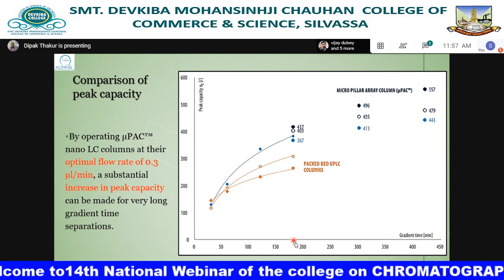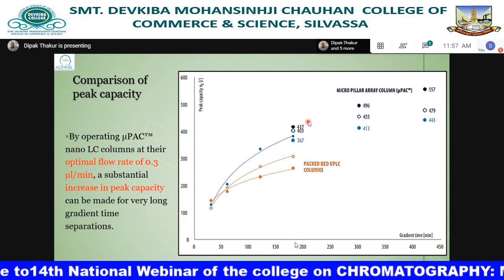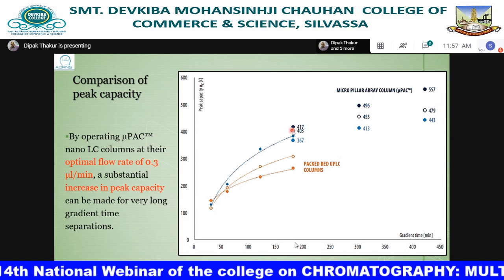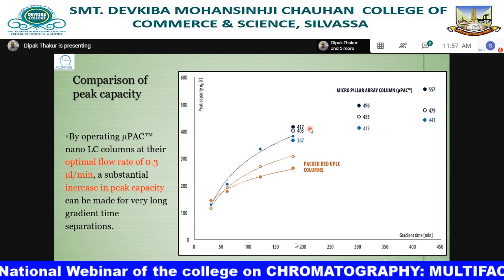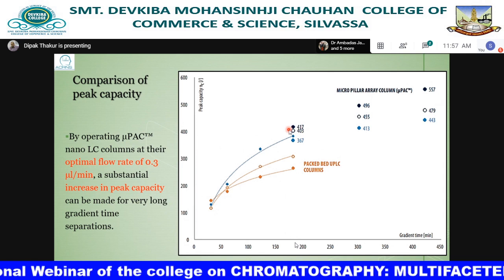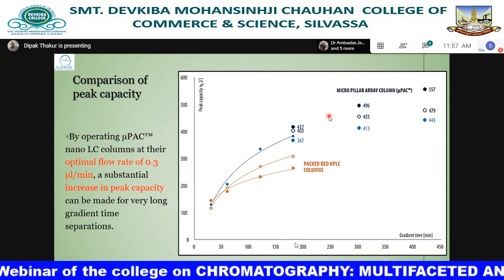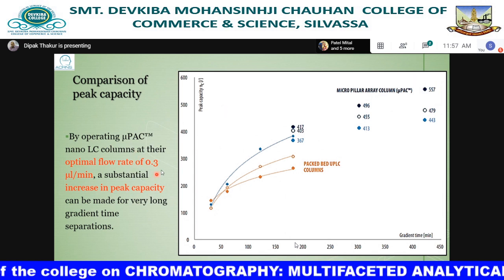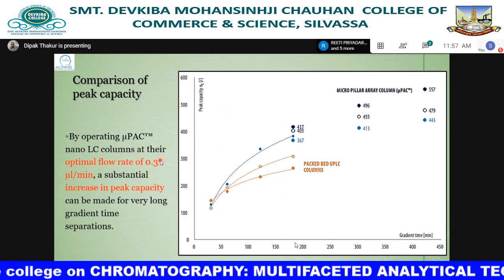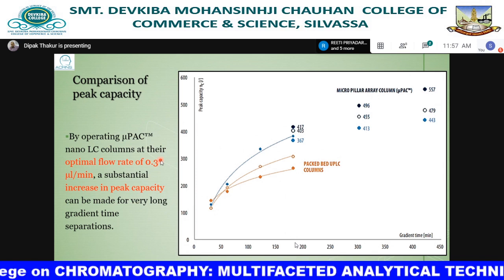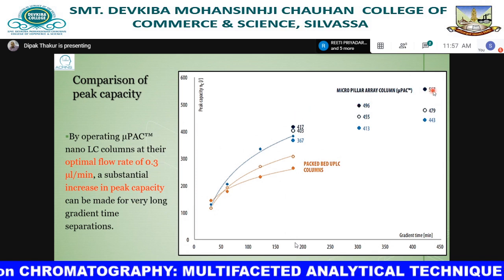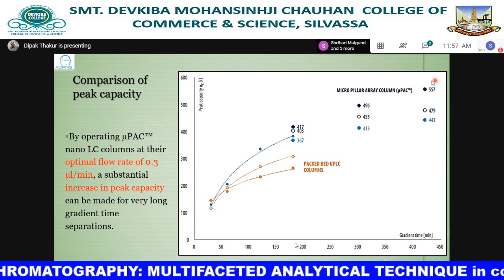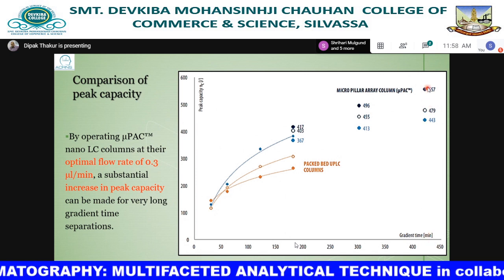At this gradient time, that is 180 minutes, still this micropillar column had an advantage. But when you further increase the runtime at 0.3 flow rate for the micropack nano column, there is a huge gain in peak capacity. So 480 minutes, this is what you see.